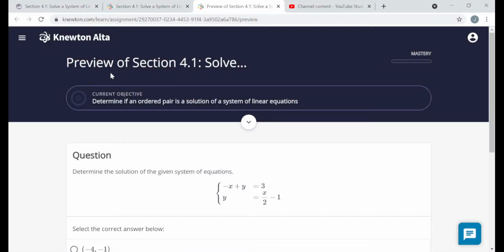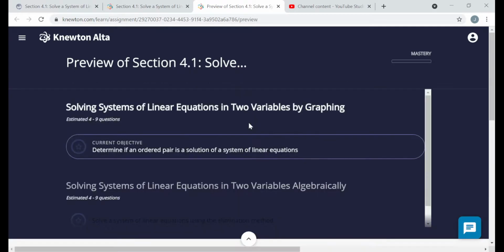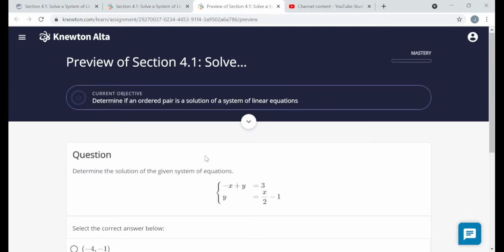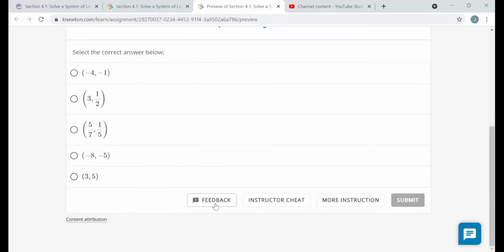Alright, so here's the assignment page. You're not going to see the word preview, right? You'll just see the title, the mastery bar, the objectives. Now there are two objectives, one under this heading and one under this heading here. And then the questions, and the feedback button. You will not see the instructor cheat button.